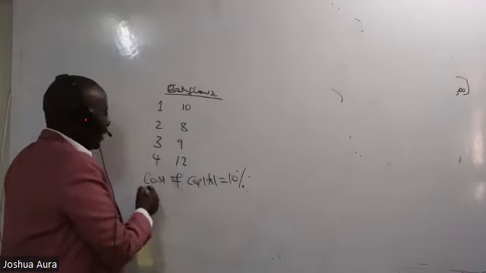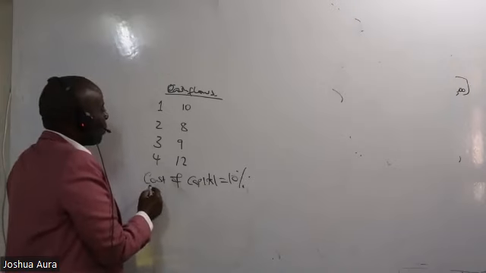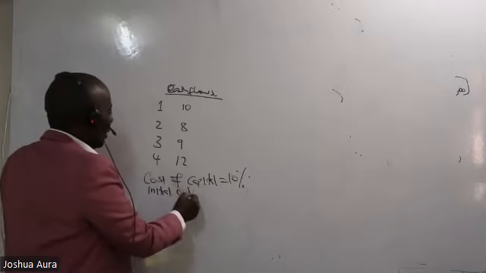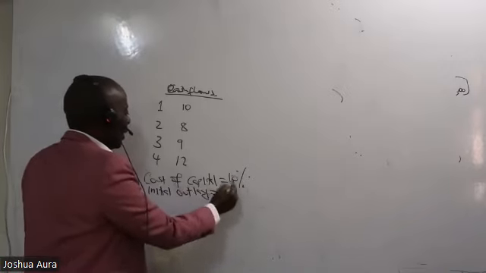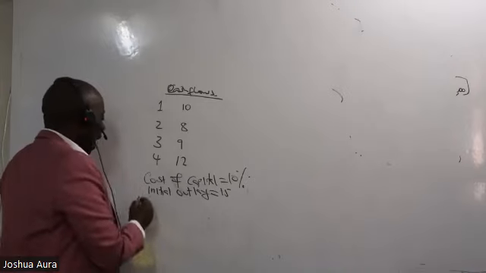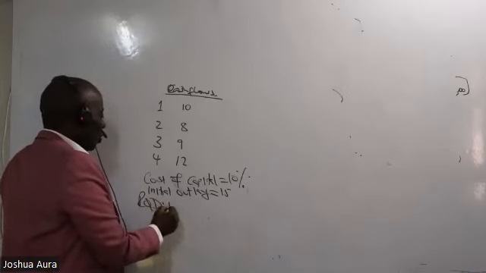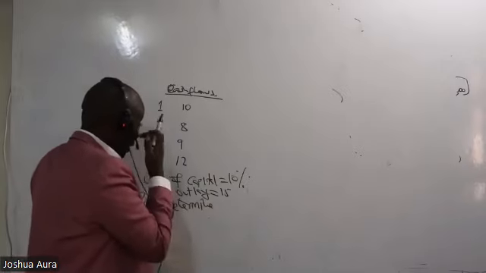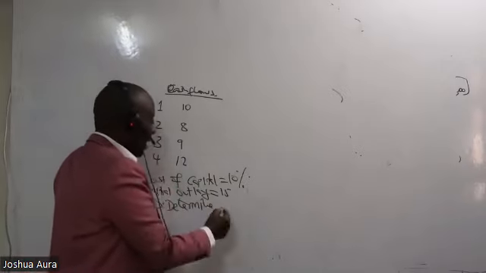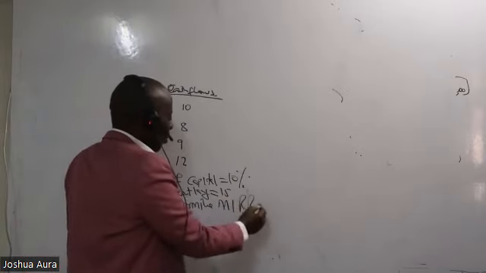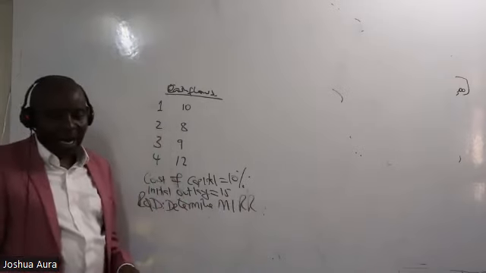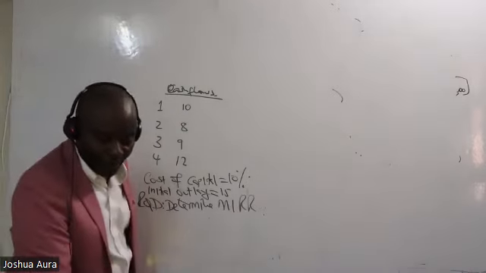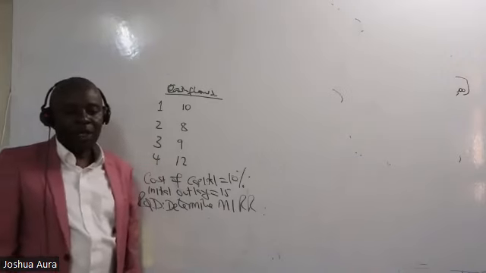All right. And then they want us to do something very simple. Initial outlay is 15. We are required to determine MIRR, the modified internal rate of return.